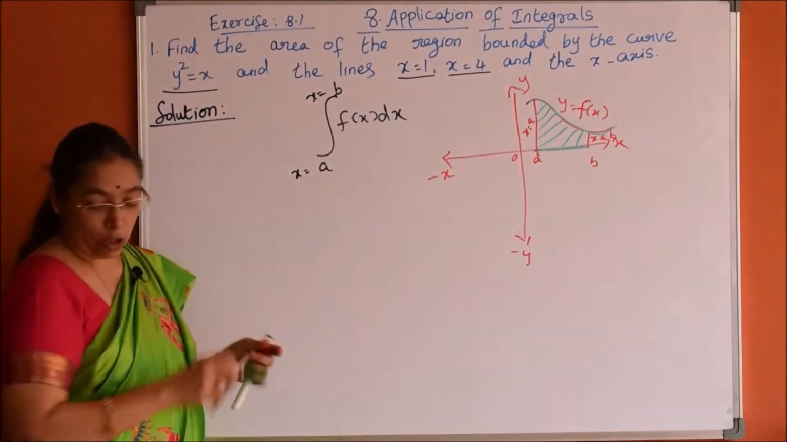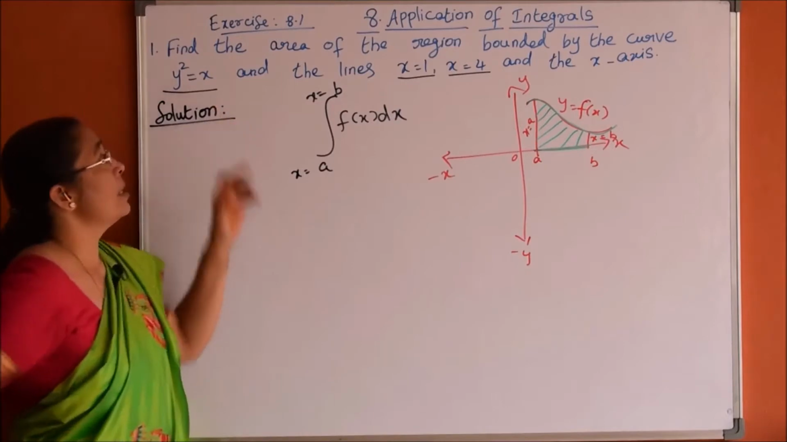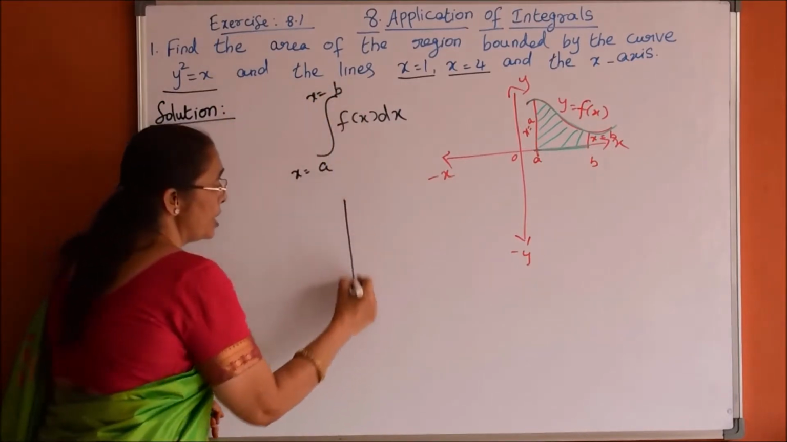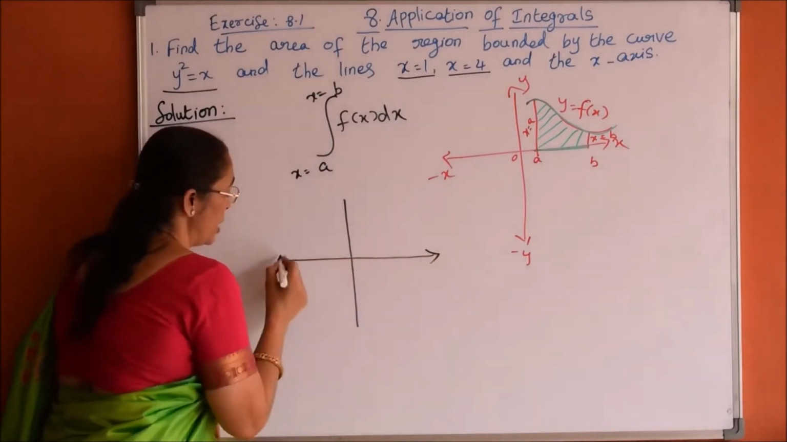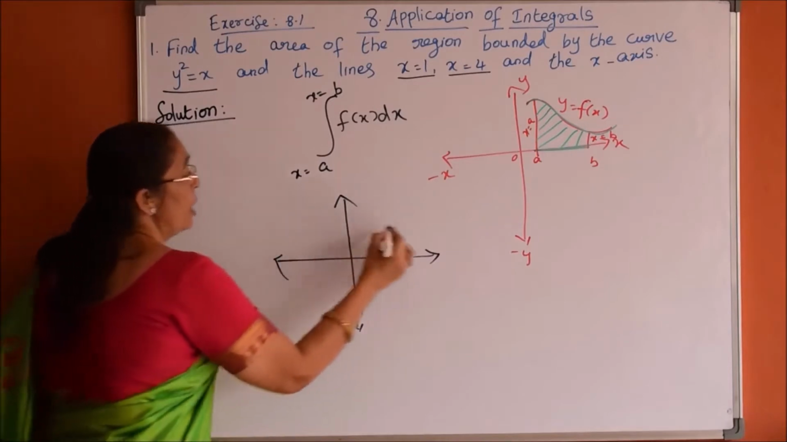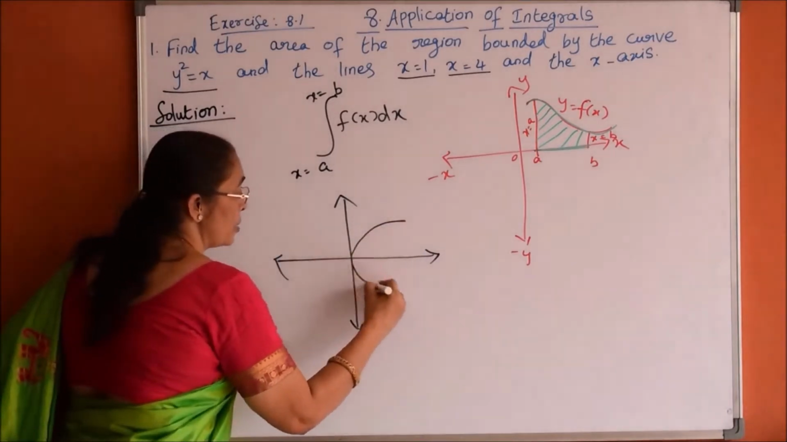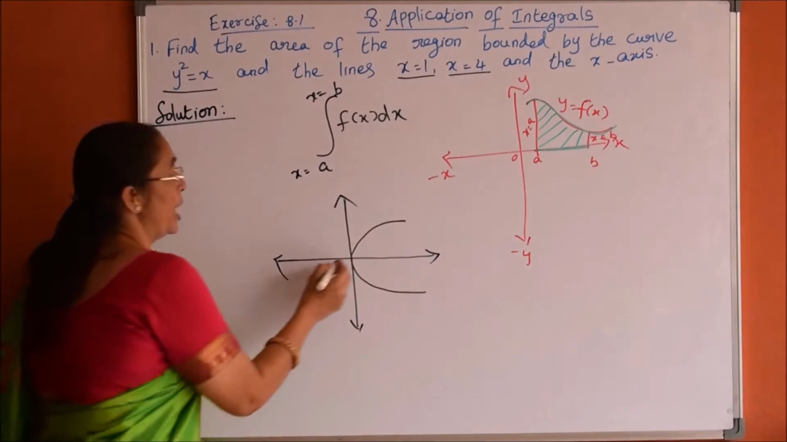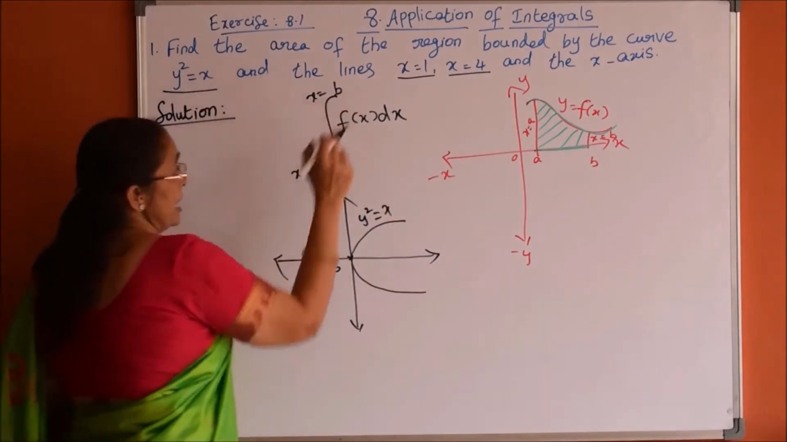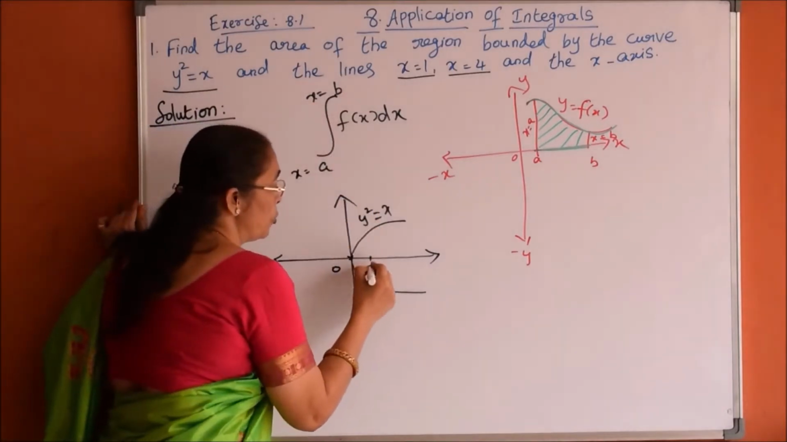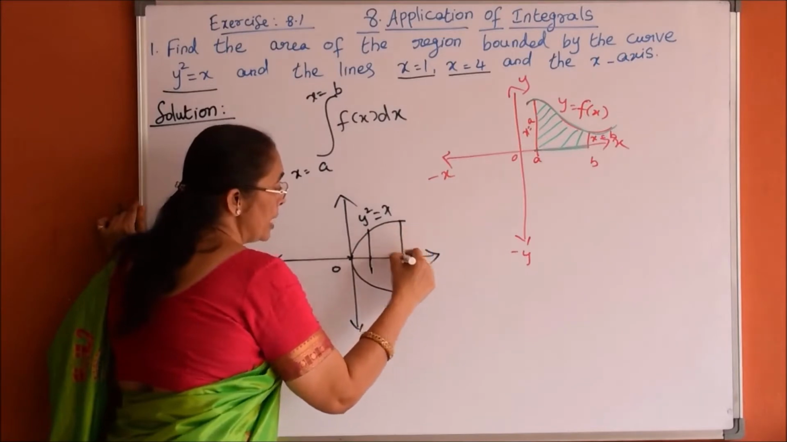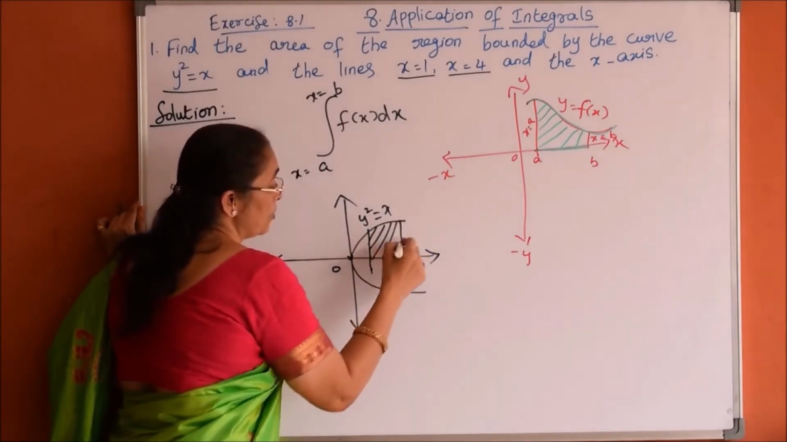So, using that concept, the question here is, find the area of the region bounded by the curve y square is equal to x. So, y square is equal to x is a parabola, which is symmetric about x axis. So, this is the curve y square is equal to x bounded by the lines x is equal to 1, x is equal to 4. Here x is equal to 1, here x is equal to 4. So, this is the region we need, the area of this region.